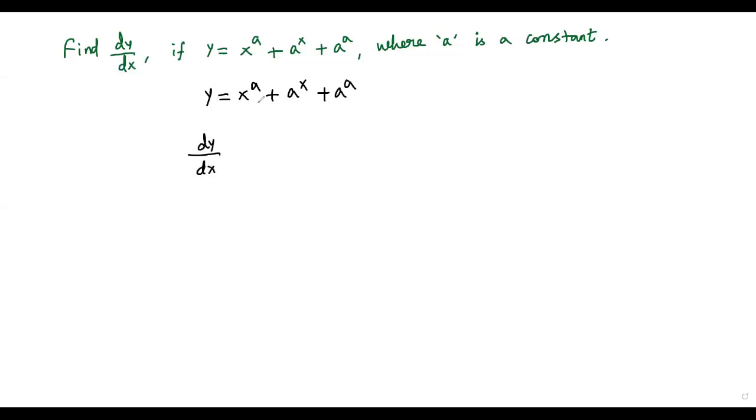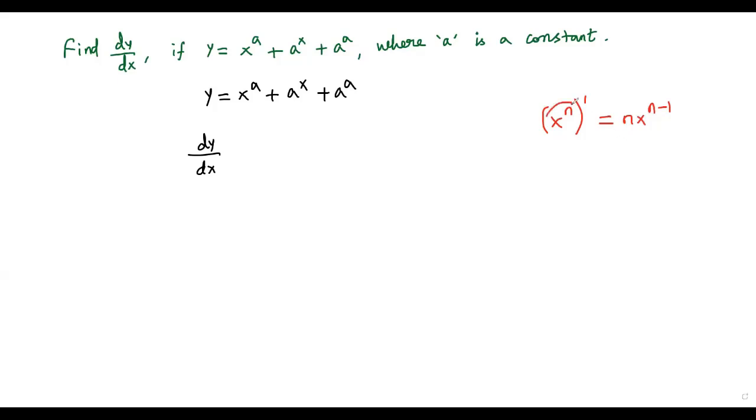Okay, here let's come to the first term on the right side. It's x to the power a. Actually, this is in the form of x to the power n. So whenever we have x to the power n and want to find its derivative, I just have to use the power rule of derivative. So what is the power rule? I just have to bring this exponent n in front of the variable and subtract 1 from the exponent.